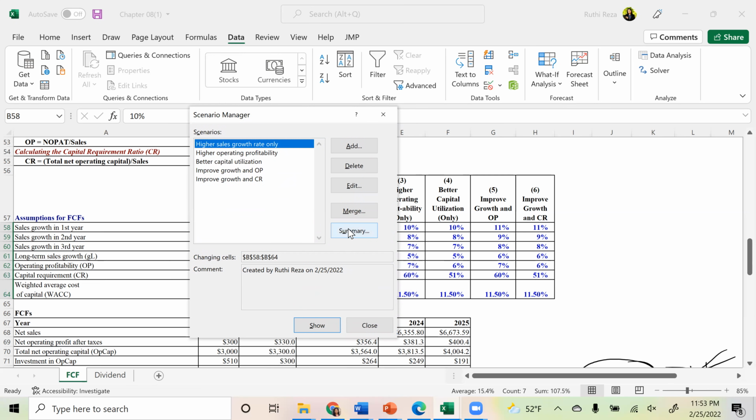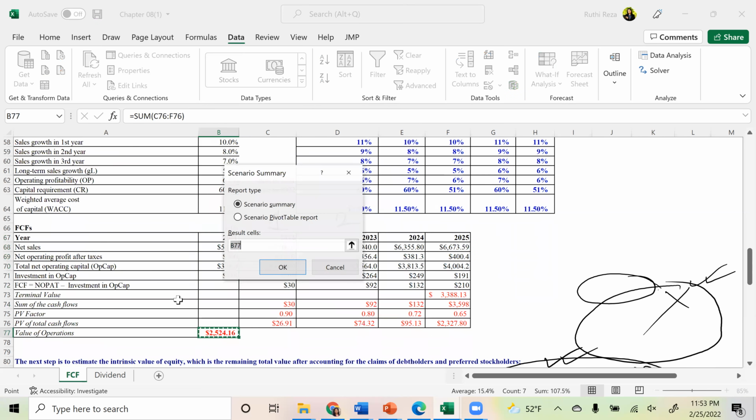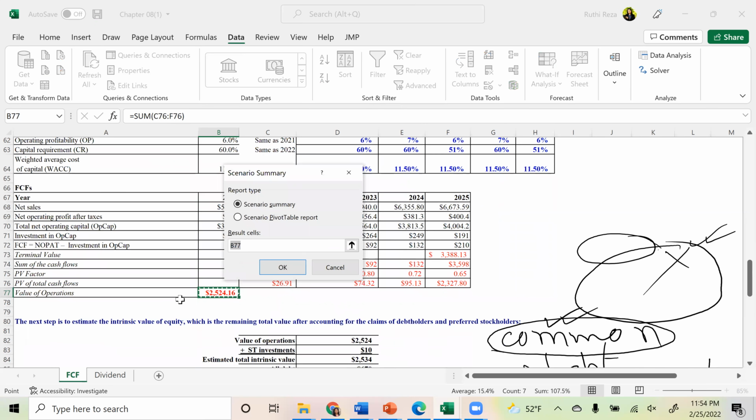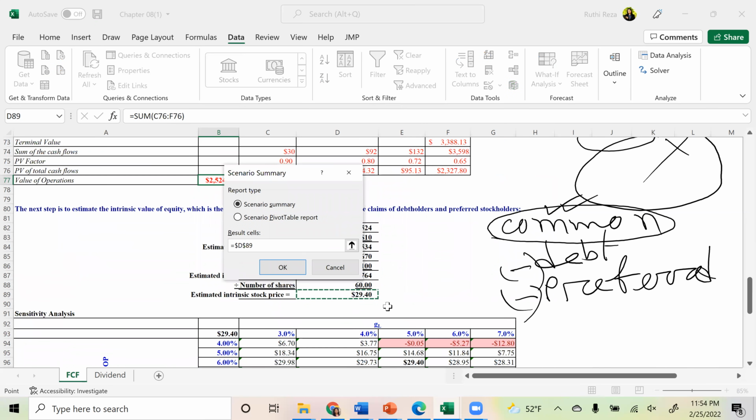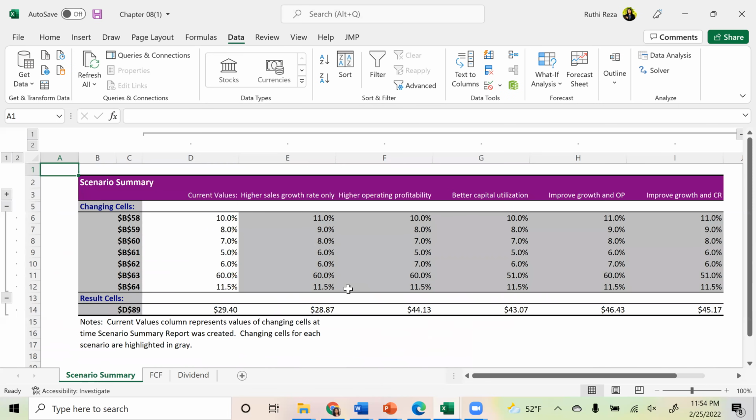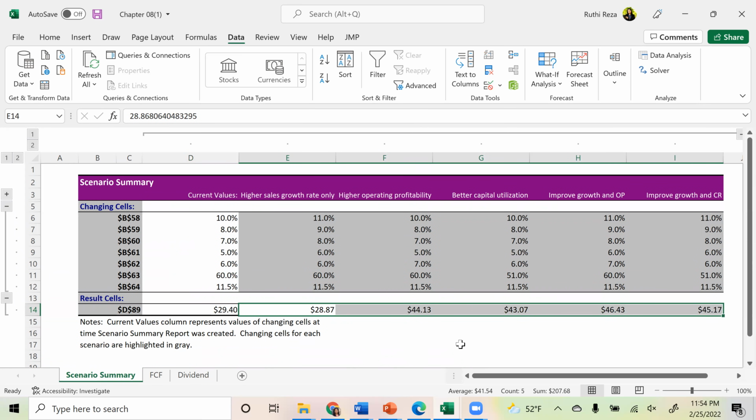Now we're going to perform this scenario analysis. Hit summary. And then we want to change this intrinsic stock price. That means we want to see the changes in the intrinsic stock price under each of these scenarios. Then hit OK. You can see our base price is $29.40, and then we got a stock price under each of these scenarios.